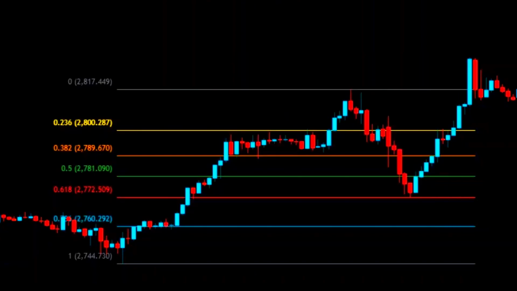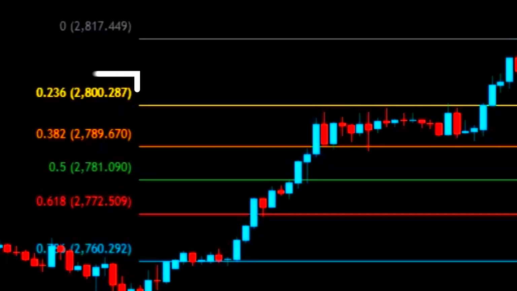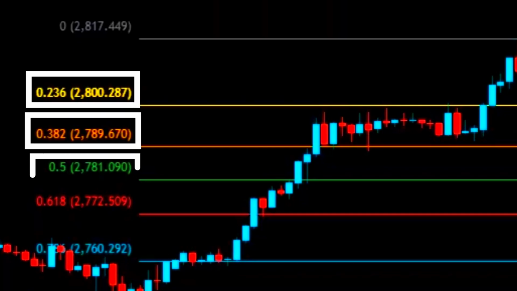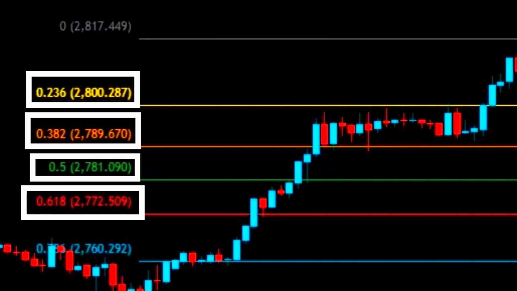Now this is where the Fibonacci retracement levels help us. Basically, there are 5 levels of the Fibonacci retracement. These levels are 23.6%, 38.2%, 50%, 61.8%, and 78.6%. Let us learn how to draw the Fibonacci retracement tool on the chart through an example.